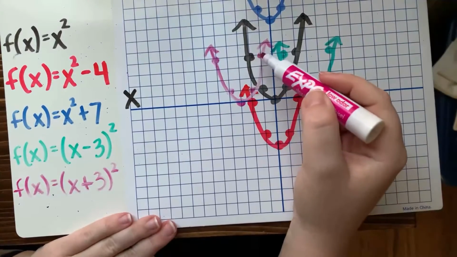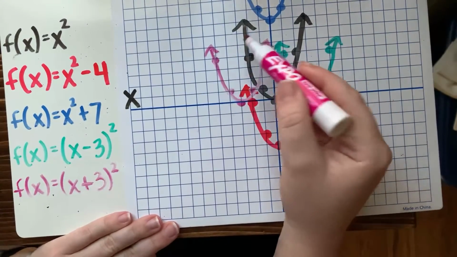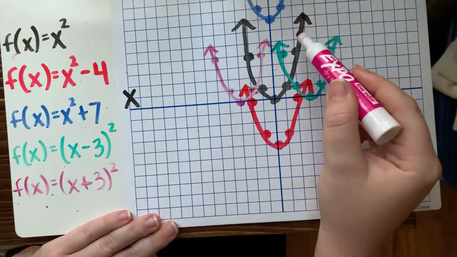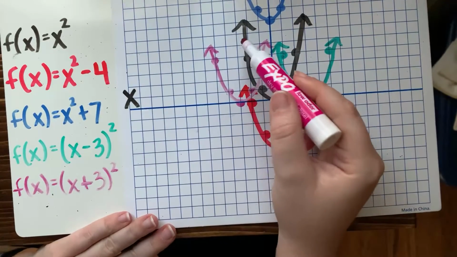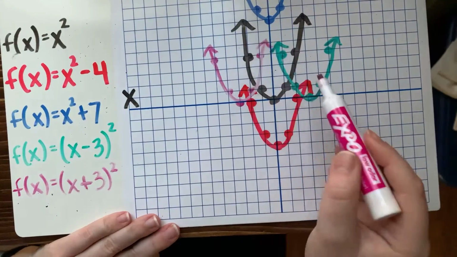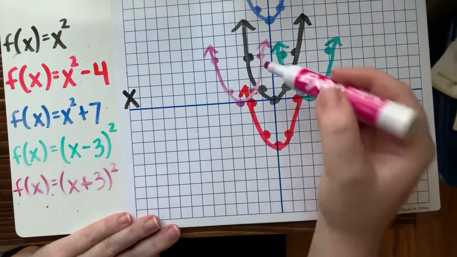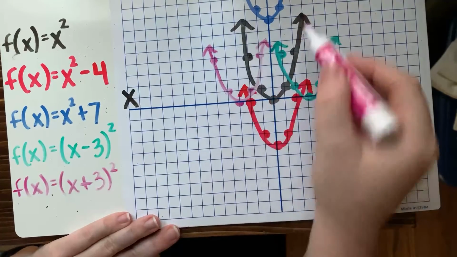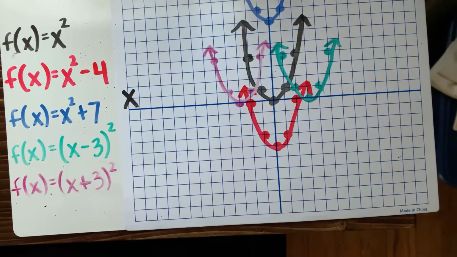It's helpful to draw the points to make sure that your shape is still very accurate. You still want it to pretty much look like this shape, but be in a new spot. So not just a U shape, but a U shape that looks exactly like our parent function.